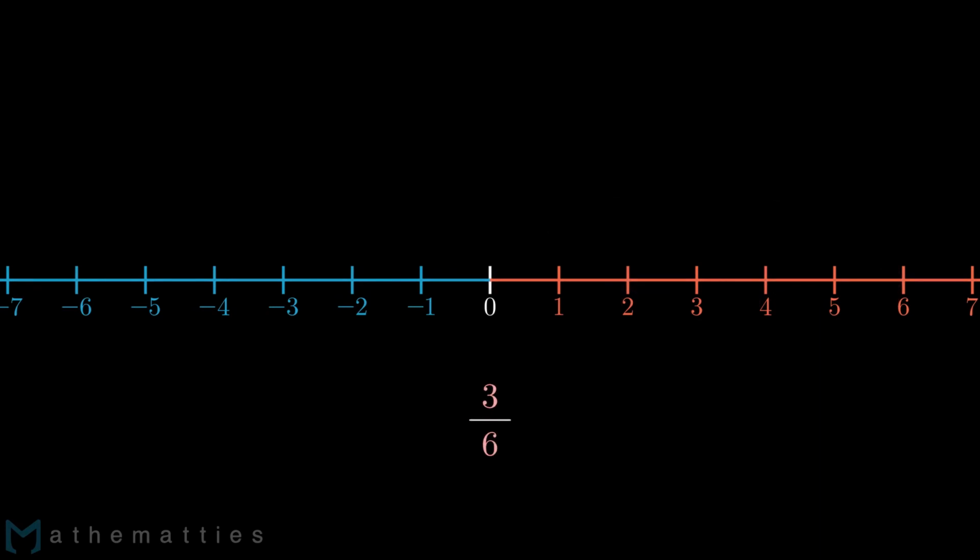Well, this is weird, right? The numerator now is smaller than the denominator. 6 does not even fit in 3 once. But look carefully. You can see it does fit in there exactly half a time. So 3 divided by 6 is a half.